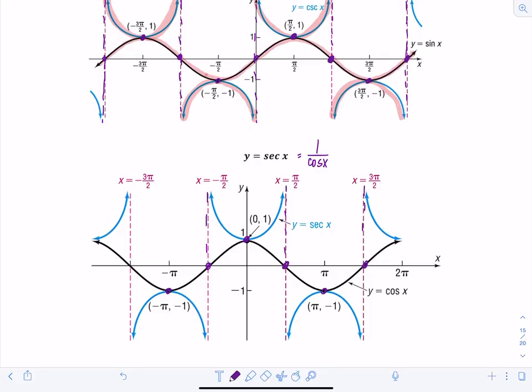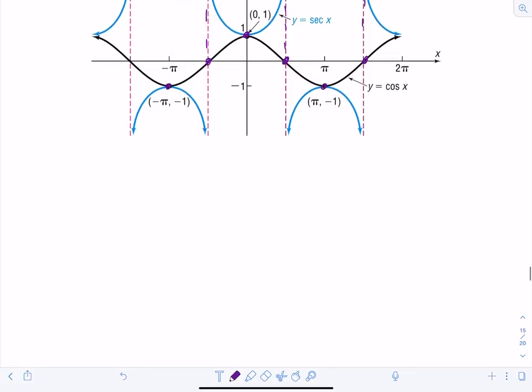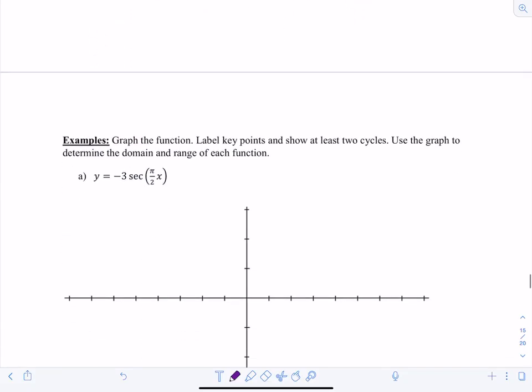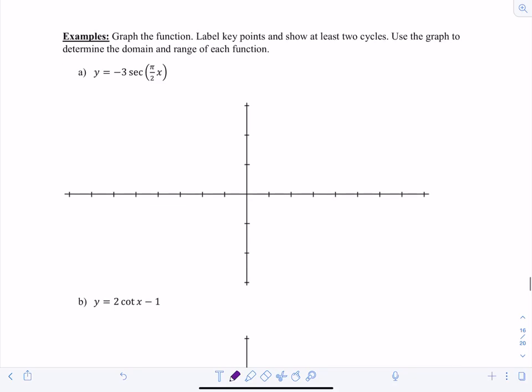All right, so let's just dive right in. Let's graph a secant graph. Why not? So the directions say graph the function, label key points, so that'll be 5 of them, and show at least 2 cycles. Oh, then that's 9 key points. Okay, we're really going for it with this one. That's fine. And then use the graph to determine the domain and the range of each function.